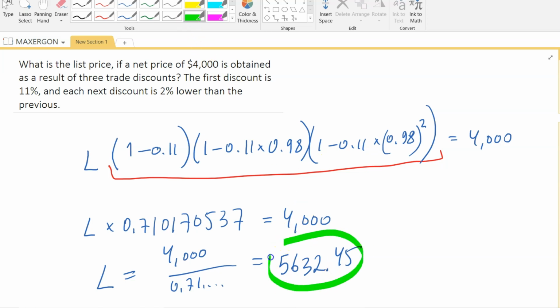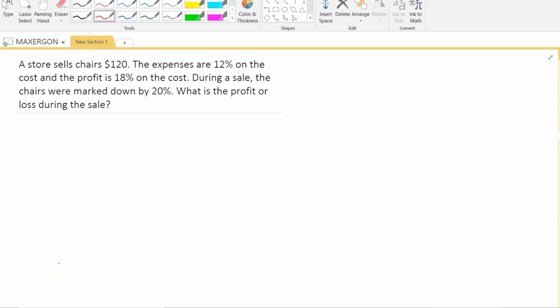Thus, the list price is $5,632.45, which after three mentioned discounts will give $4,000 as the net price. A store sells chairs for $120. The expenses are 12% on the cost and the profit is 18% on the cost. During a sale, the chairs were marked down by 20%. What is the profit or loss during the sale?